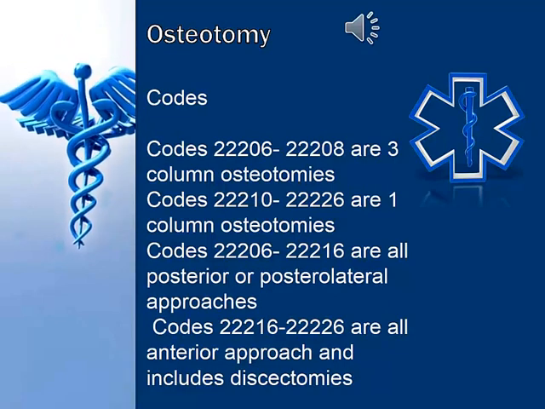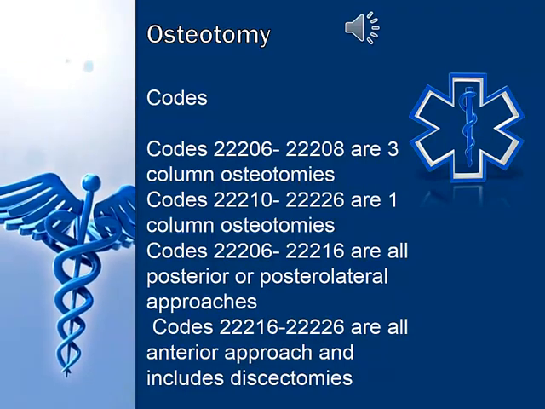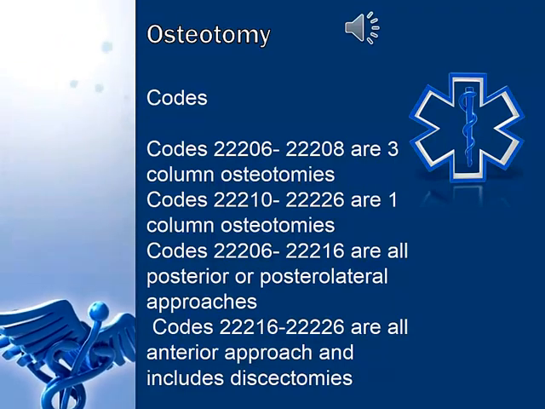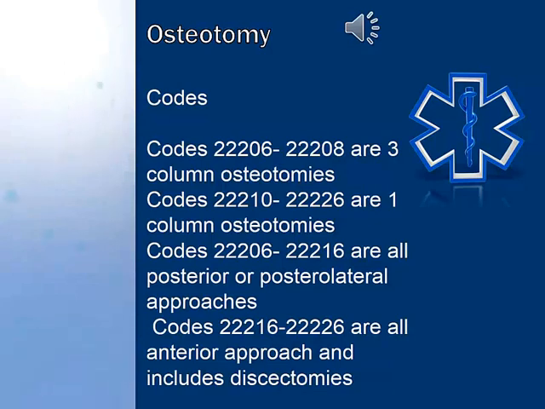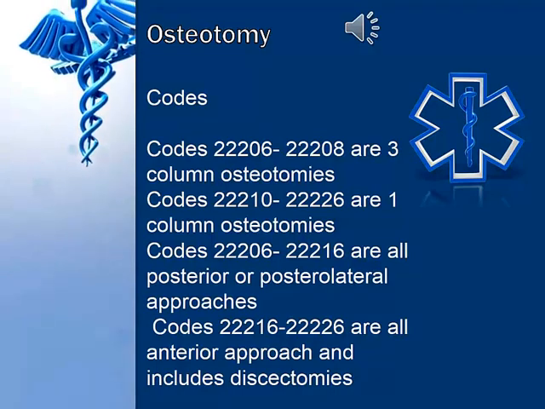A condition that would require this would be if a patient was suffering from scoliosis or some type of severe spinal deformity. The other codes, 22210 to 22226, are one-column osteotomies. They're only performed on one column, okay? So take note of the differences.